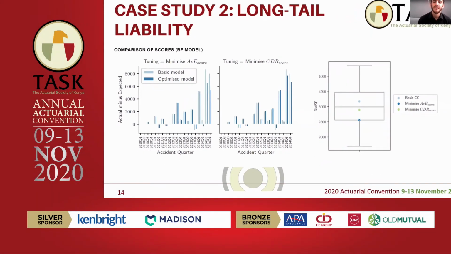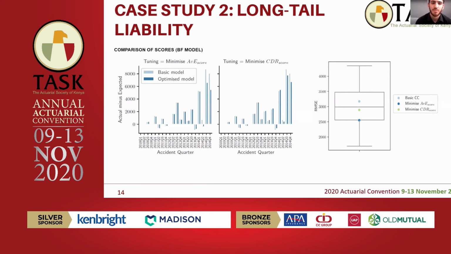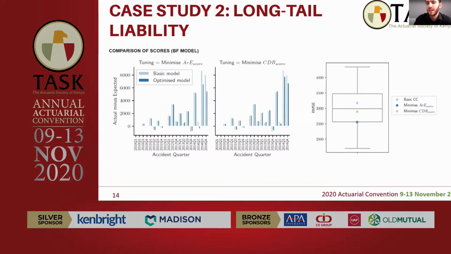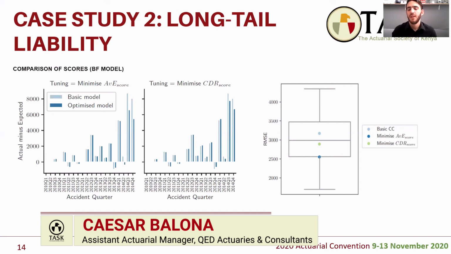And then looking at minimizing the CDR score, again, a very similar view there, except for the most recent few quarters where, again, we under-reserve a little bit less, but the amount of under-reserving is a little bit less efficient than minimizing the AVE score. And then looking at the box plot on the right, this is where we have all the models in our parameter space, and we see that minimizing the AVE score, the dark blue dot, performs right on that quartile. So a very strong model there out of our total model space.